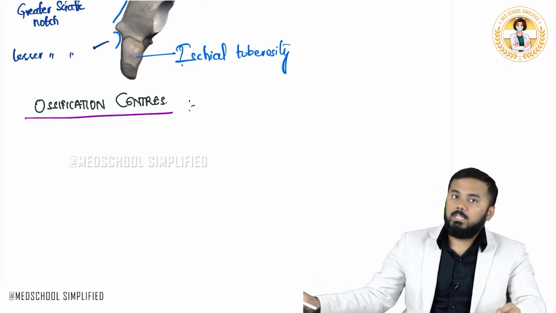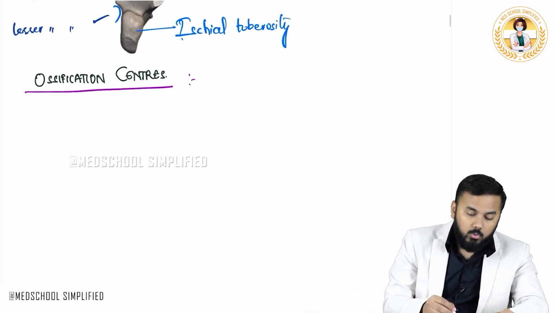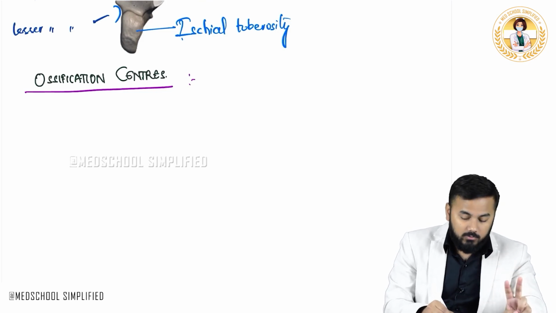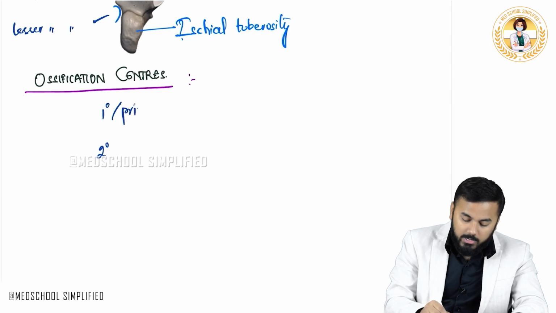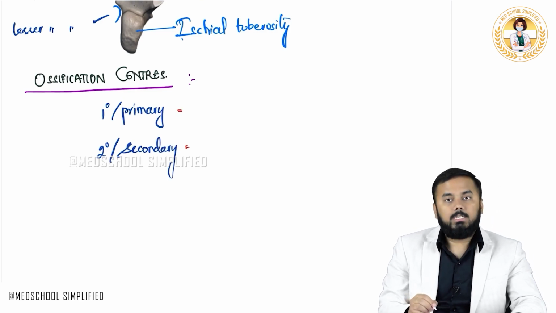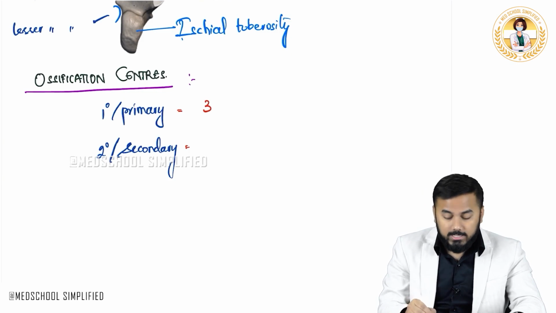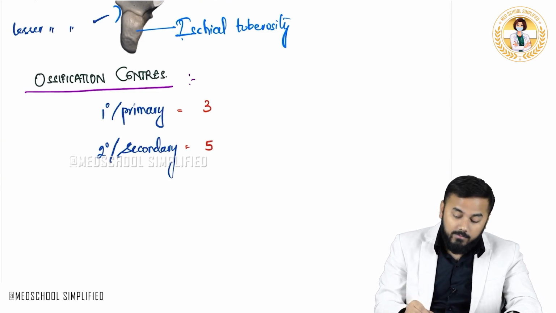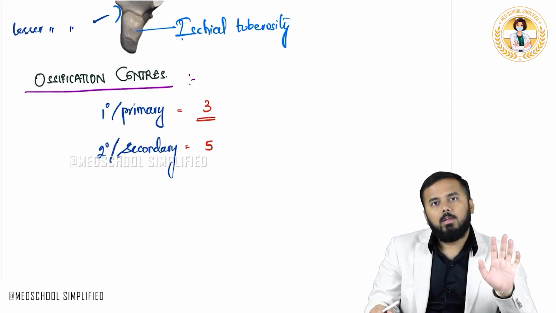Within the pelvic bone, how many ossification centers do you have? Within this bone you have two types of ossification centers. One is called the primary ossification center, and the other is called the secondary ossification center. How many primary ossification centers are there? Three. How many secondary ossification centers are there? Five. Where are these three primary ossification centers? First of all, let us mark the primary ossification centers, and then we'll look at the secondary ossification centers.